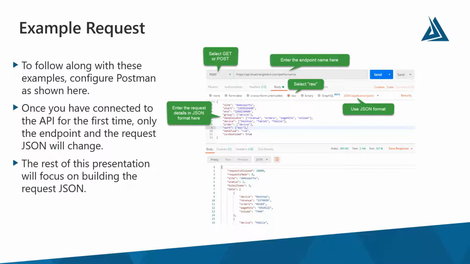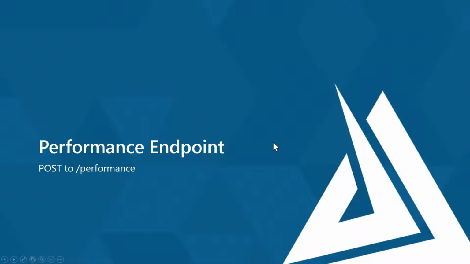All right, so now that we know how to connect to the API, we got our headers set, and we are doing a POST to, we'll start with the performance endpoint. Now we want to figure out how we set up this JSON structure to get what we want. So let's dive into the performance endpoint.